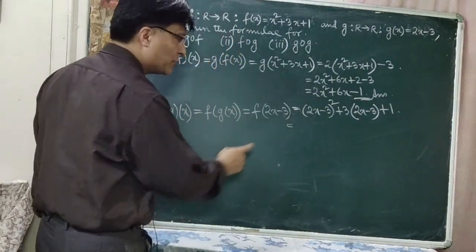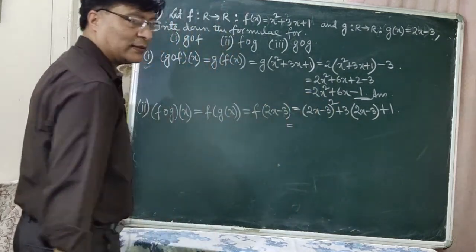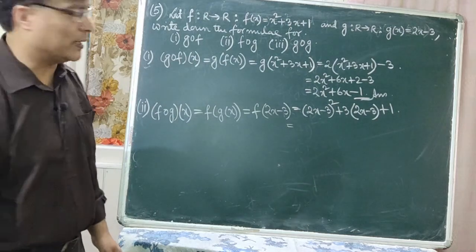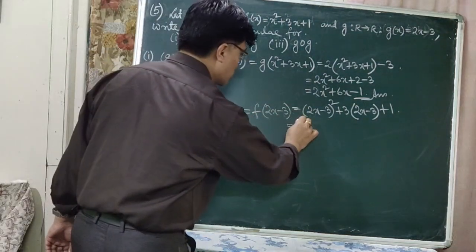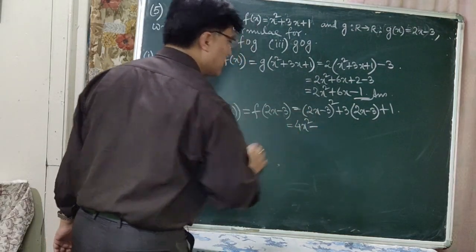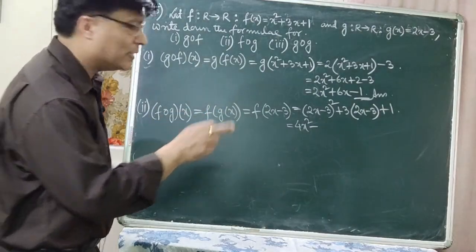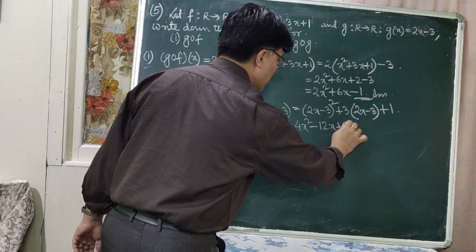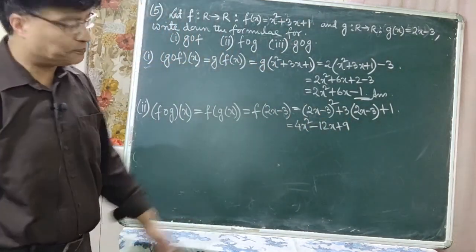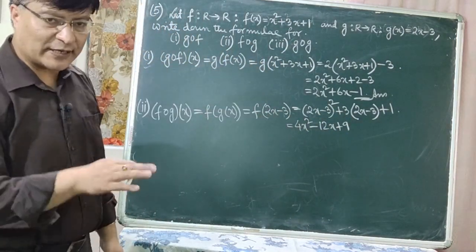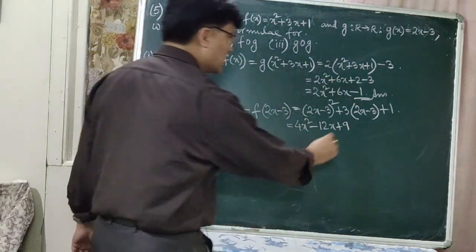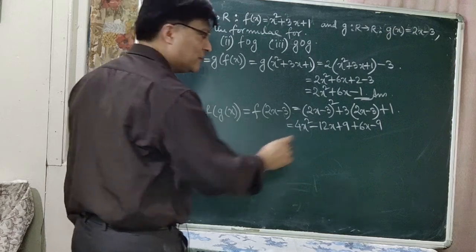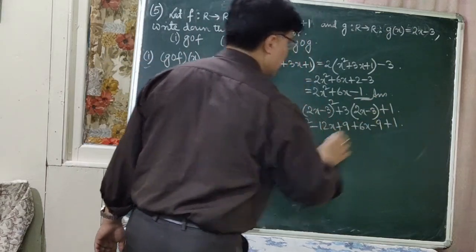Now let us simplify it. You know that this is (a minus b) whole square. You know the formula, a square minus 2ab plus b whole square, right? So what is (2x) whole square? It is 4x square minus, what is twice ab? 2 into 2x into 3. That is your 12x. Then plus 9. Is that clear? Then we multiply again by 3. Plus 3 2s are 6x, minus 3 3s are 9. Then it is plus 1.